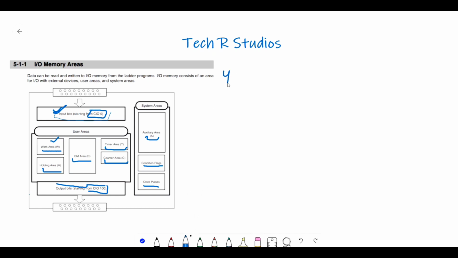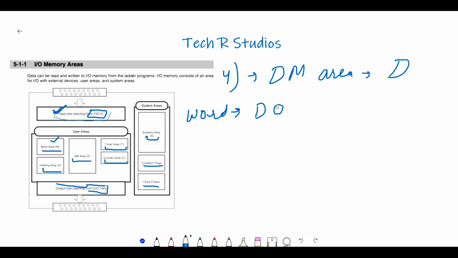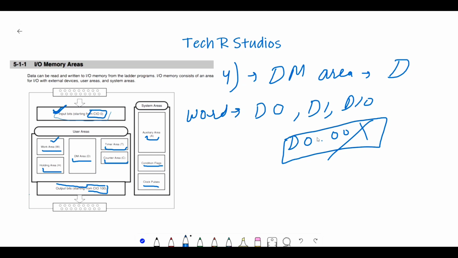The next area is number 4. It is the DM area. It is represented by D. It is not bit addressable, it is only word addressable. That means we can only write D0, D1, D10. We cannot write D0.00, it is wrong. We can't write it in bit addressable format. It can only be written in word addressable format.